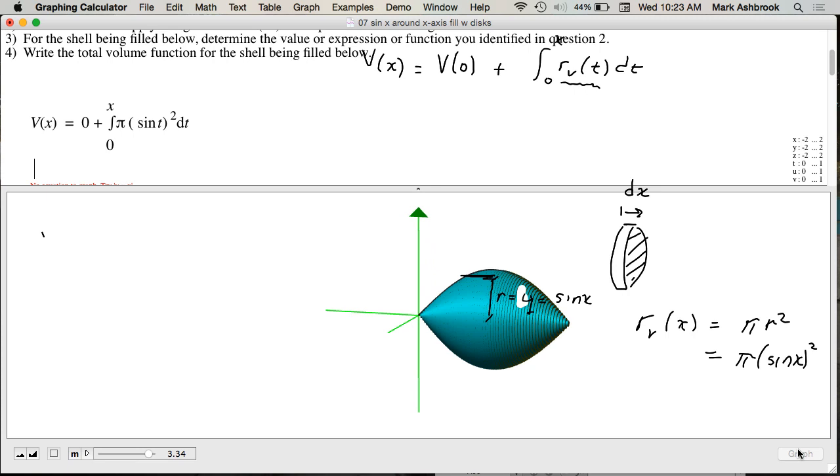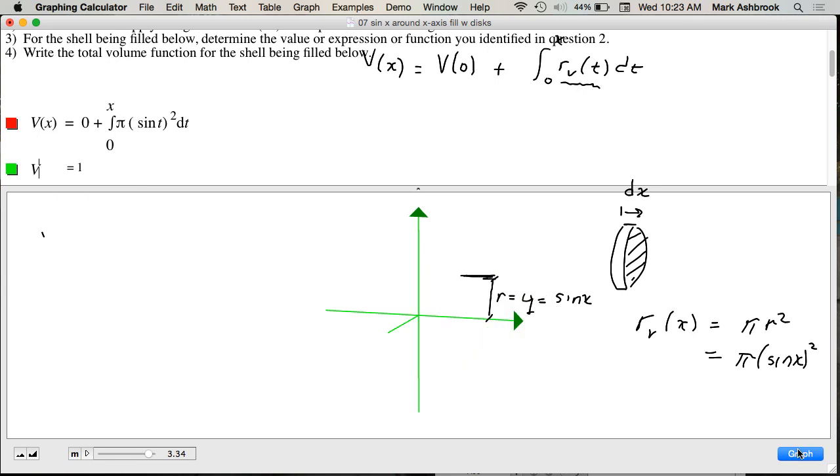How can I use what? But I want the full shell now. The filled shell all the way to the end. V of pi. You should be thinking V of pi. V of pi then represents the function value for when x is pi, or the whole thing is filled, right? That's because pi is our ending point.